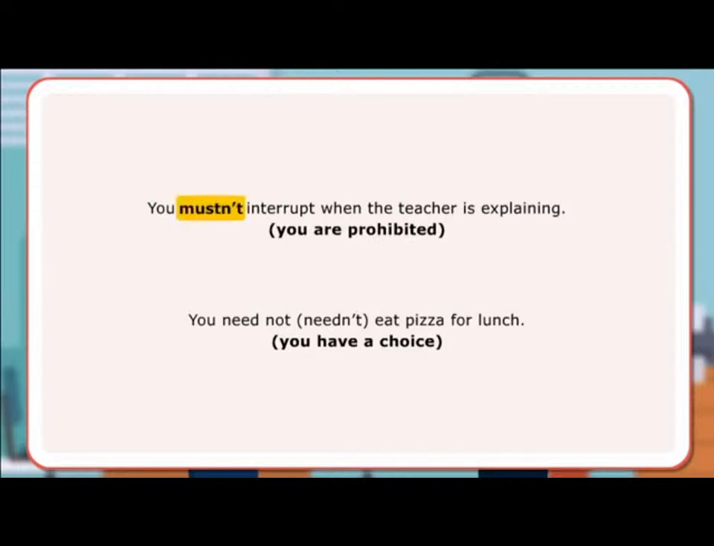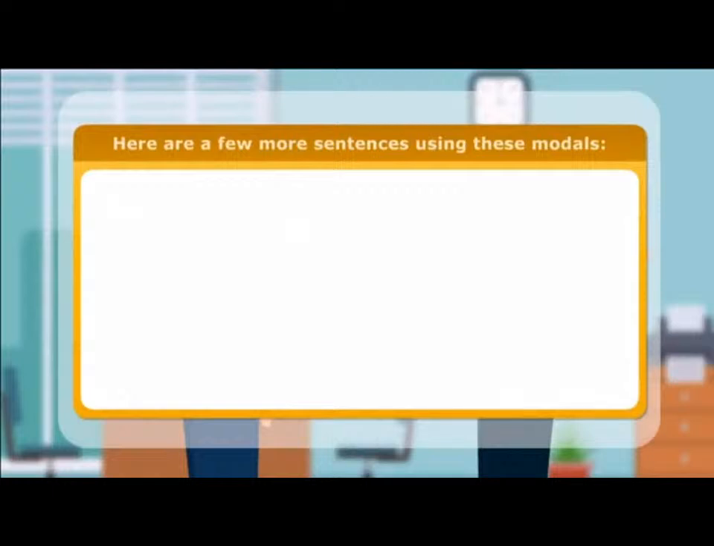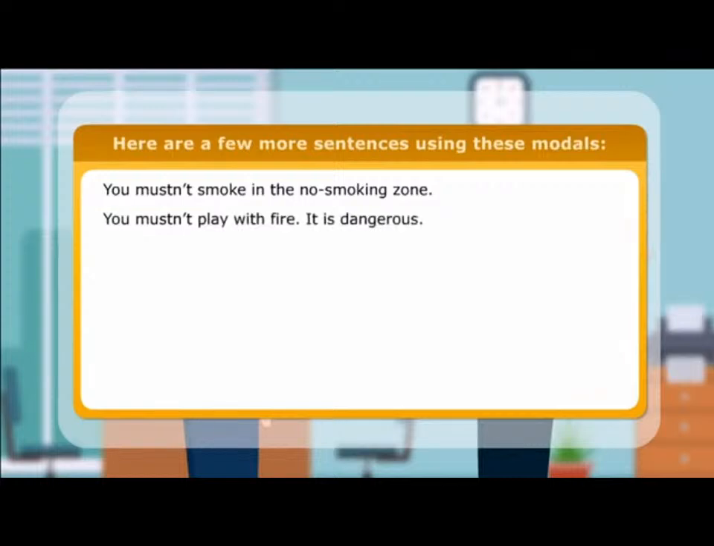Look at these sentences using the modals need not, don't have to, and must not. You must not interrupt when the teacher is explaining. You are prohibited. You need not eat pizza for lunch. You have a choice. Here are a few more sentences using these modals. You must not smoke in the no smoking zone. You must not play with fire. It is dangerous.